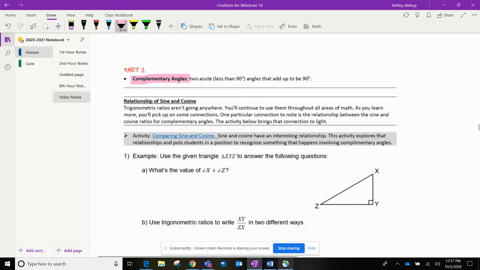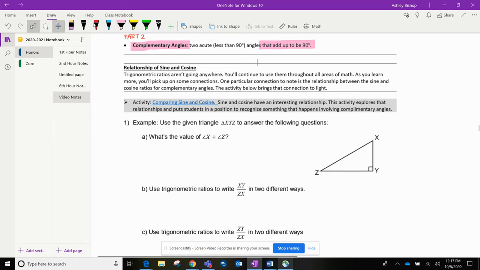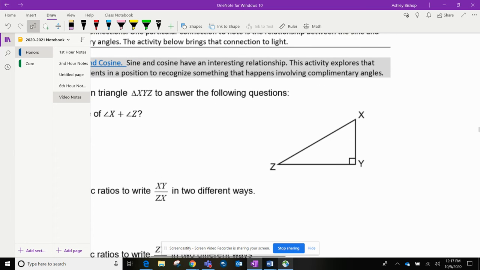First thing we have is complementary angles. This is a definition. Complementary angles are two angles that add up to be 90 degrees. And we'll talk about why they have to be less than 90 in a second. Two angles where both angles are less than 90 degrees that add up to 90. Because if we go right to this picture right here, we know that all triangles add up to 180 degrees.